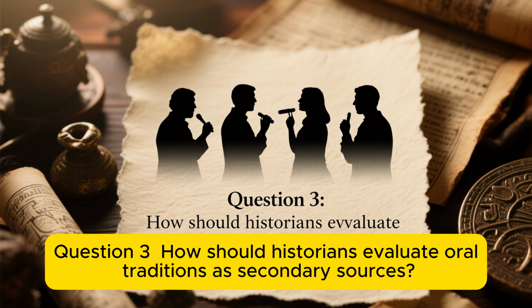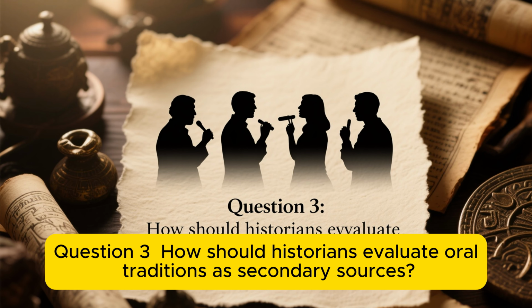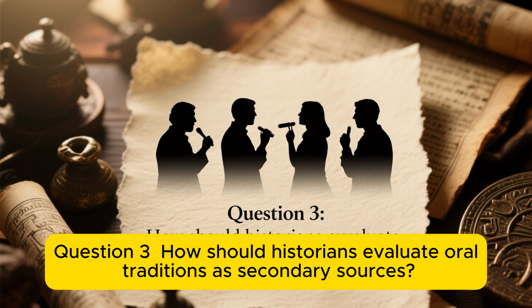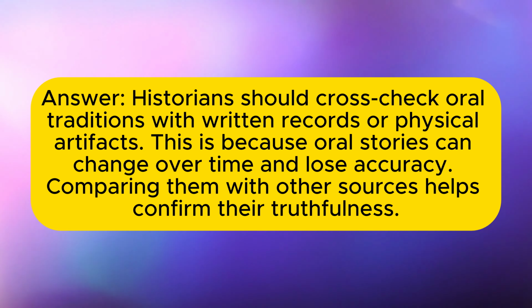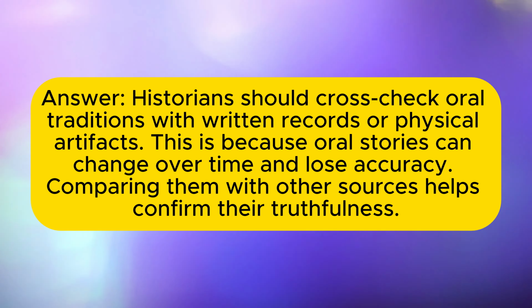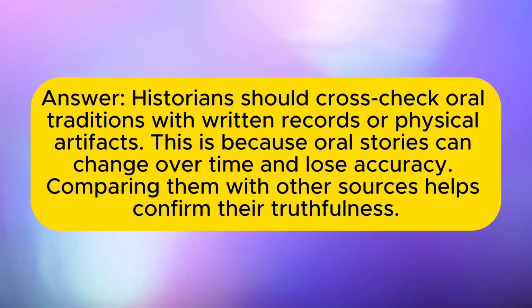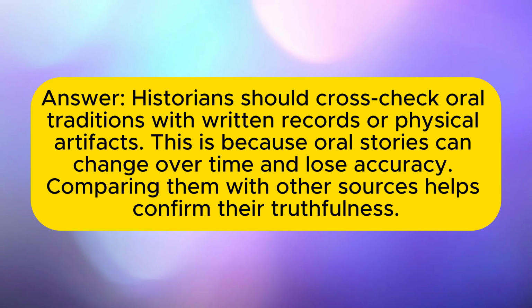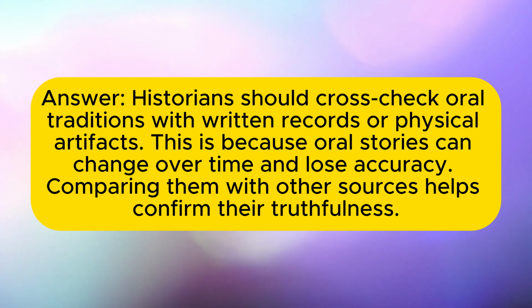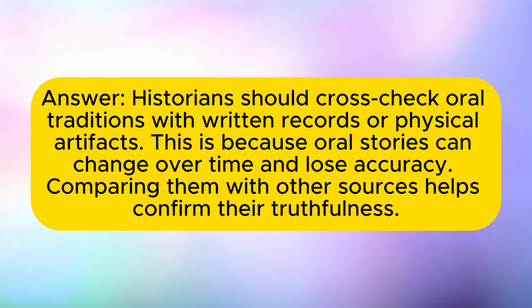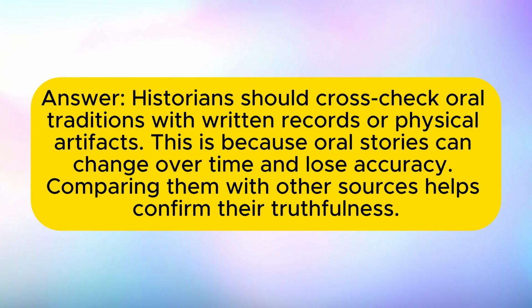Question 3. How should historians evaluate oral traditions as secondary sources? Answer: historians should cross-check oral traditions with written records or physical artifacts. This is because oral stories can change over time and lose accuracy. Comparing them with other sources helps confirm their truthfulness.